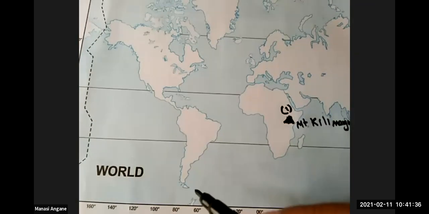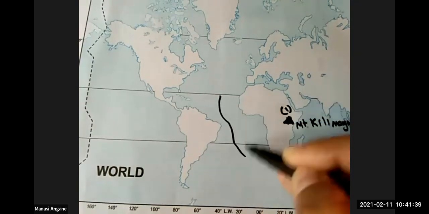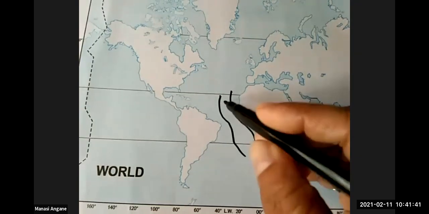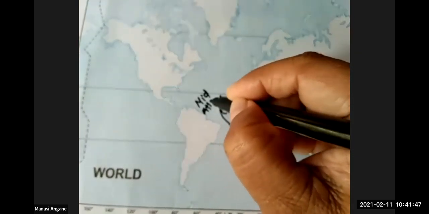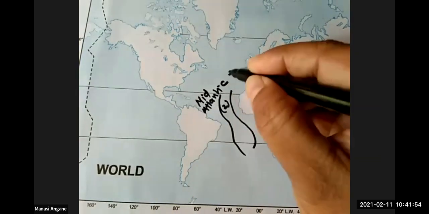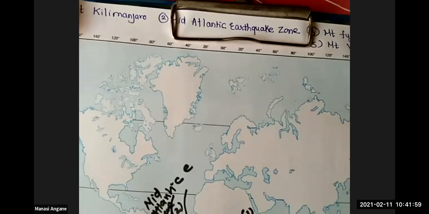Then the second thing asked over here is the Mid-Atlantic earthquake zone. Now the Mid-Atlantic earthquake zone passes this way, up to here. Now this is your Mid-Atlantic. I'm getting a problem over here. Mid-Atlantic earthquake zone. So we'll finish this. Only a few things are there.